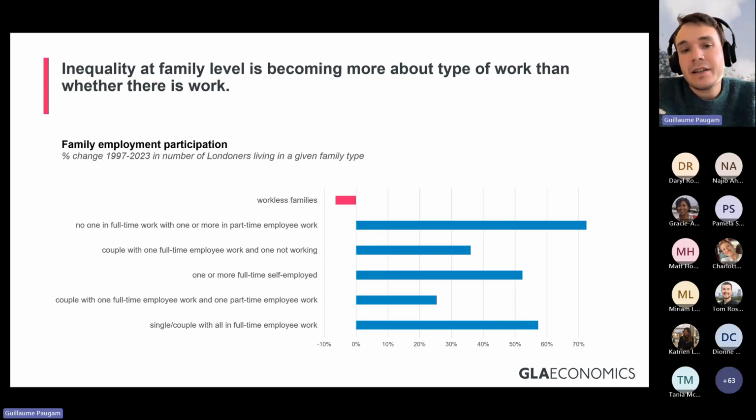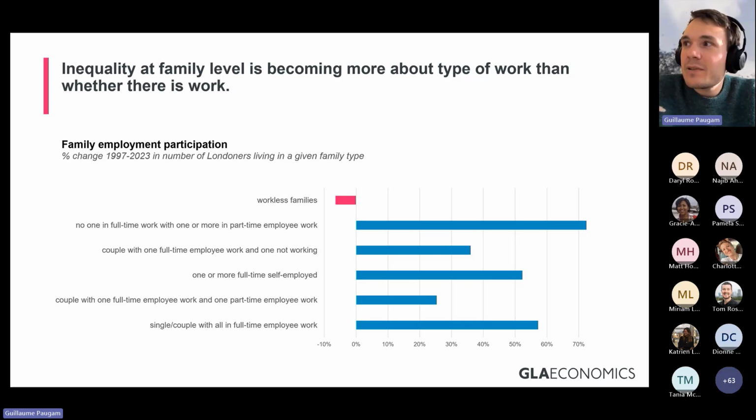So here, if you look at the top of that graph in the pink, you've got the percentage change in the number of Londoners living in workless families. And you see that has fallen over time. So what I said at the very beginning of this empirical part, that poverty is moving away from being associated with workless households and increasingly affects working households. Well, in general, workless families and households are less and less of a thing. I'm not saying they're non-existent or negligible, but they definitely have been falling in London.